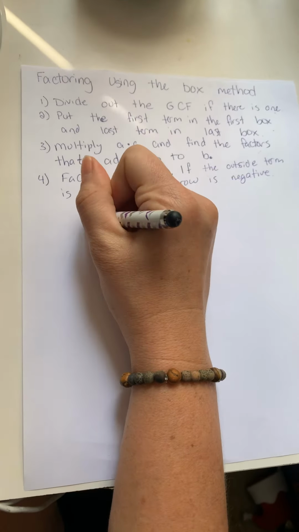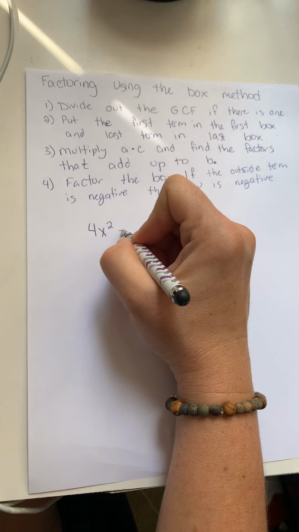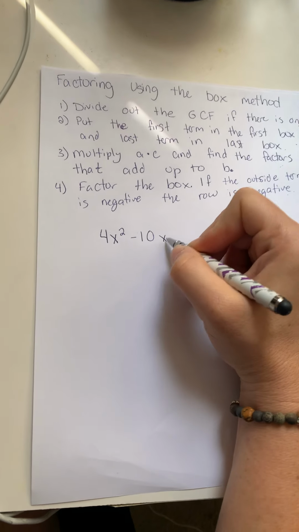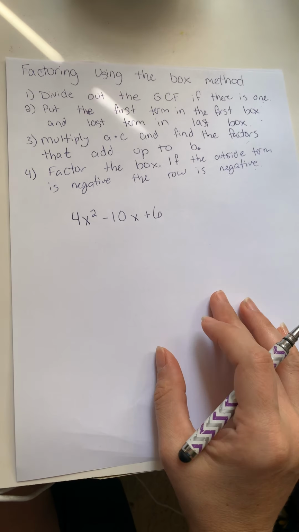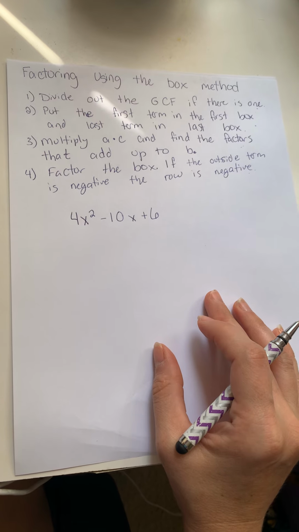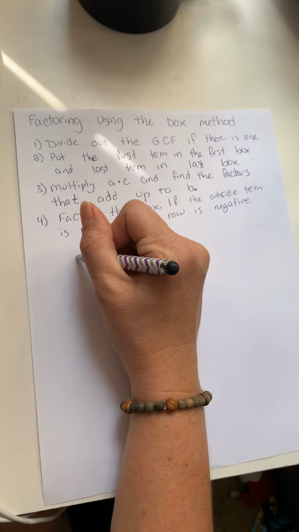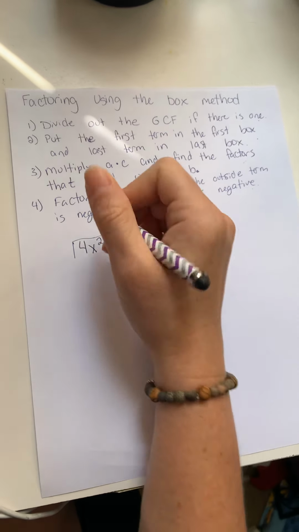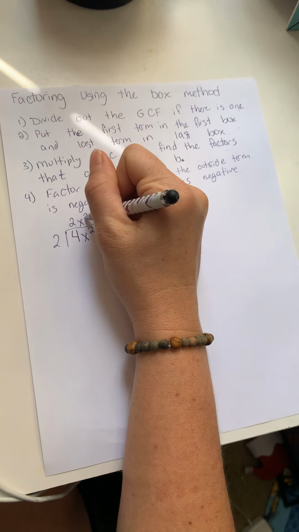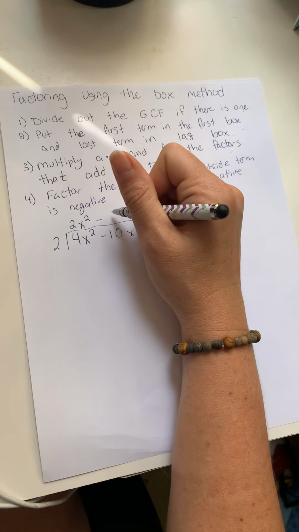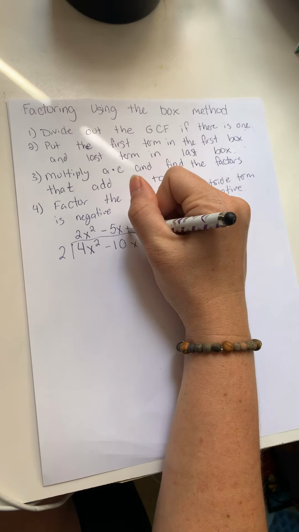All right, so I'm going to take 4x squared minus 10x plus 6. And my first step says to divide out the greatest common factor. And 4, negative 10, and 6 all have 2 in common. So we're going to factor out 2. 2x squared, negative 10x divided by 2 is negative 5x, and 6 divided by 2 is 3.